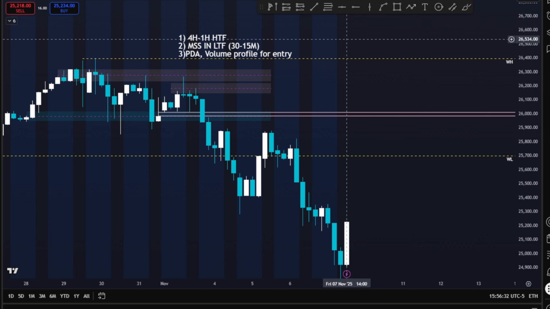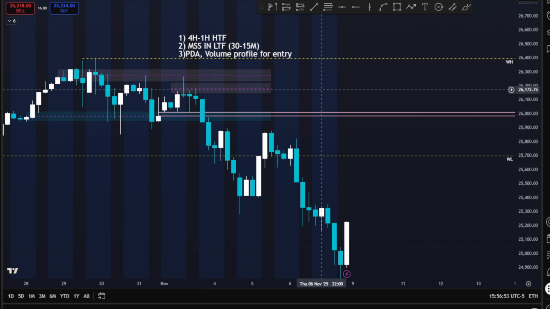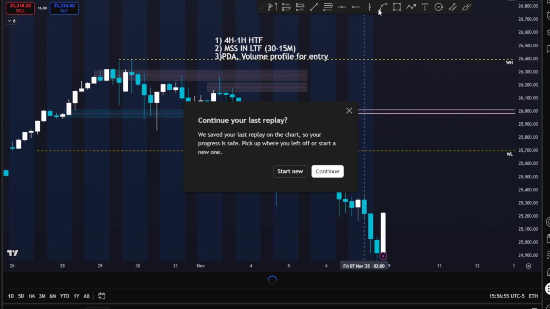We always let the institutions, the big whales, show their hand first, and then we follow the momentum once those big sell orders or buy orders come in. Later on, once we find some sort of market structure shift between the 30 to 15 minutes, I look for some sort of PD array in the 5 minutes, leveraging volume profile, which is what I use since it's more precise, and also footprint chart. Okay, so now let's dive right in.